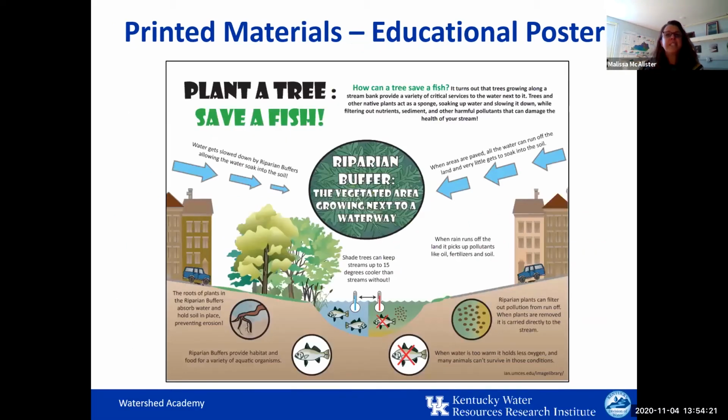This is an example of an educational handout or poster that the Division of Water created that makes a really attention-grabbing connection between trees and saving fish or water quality. And it uses a lot of colorful visuals to demonstrate this concept with graphics that lead your eye to the central point of what riparian buffers are. It's important to note that once these graphics are created, you can use them in digital contexts as well as printed formats.